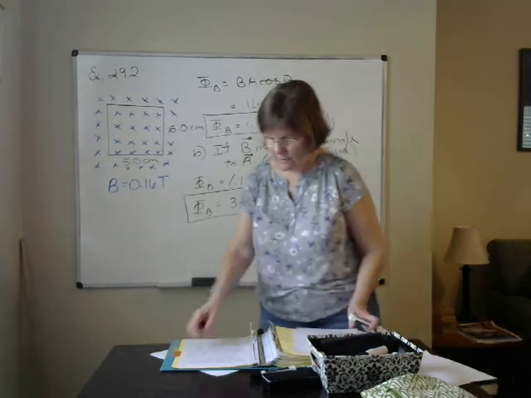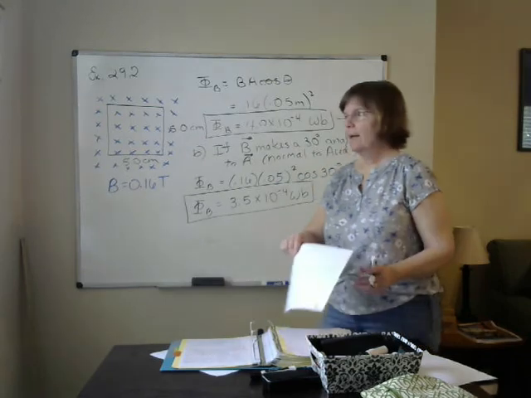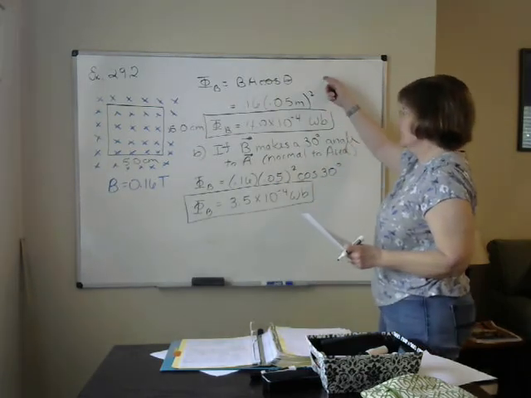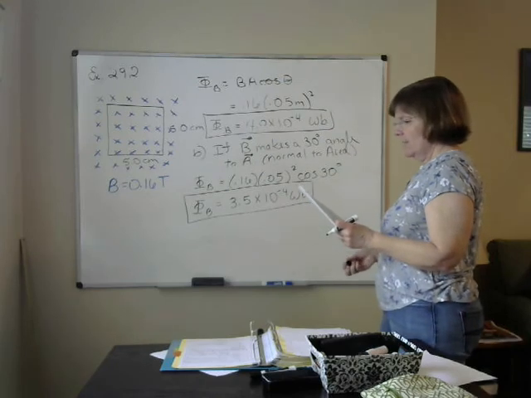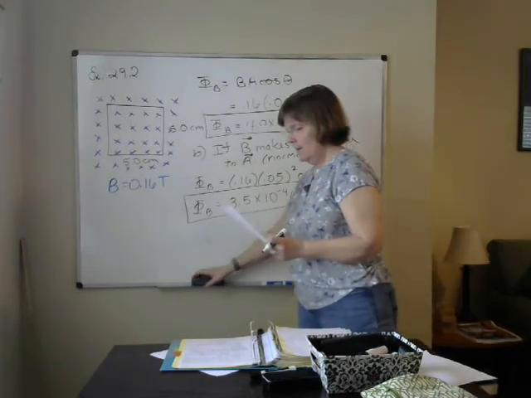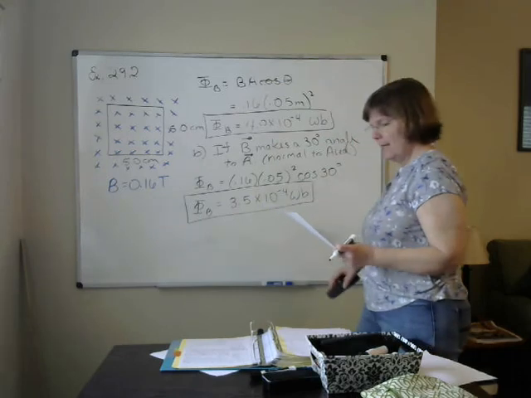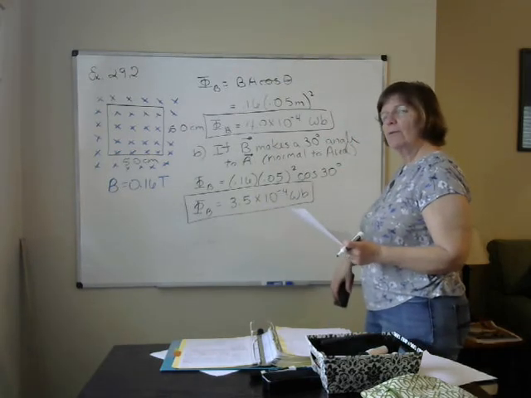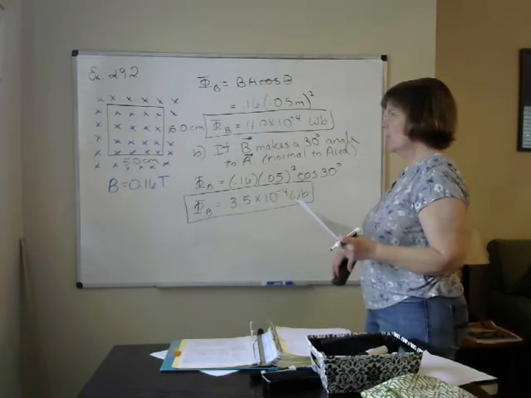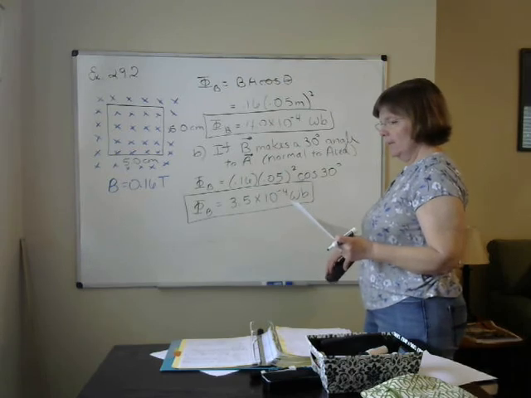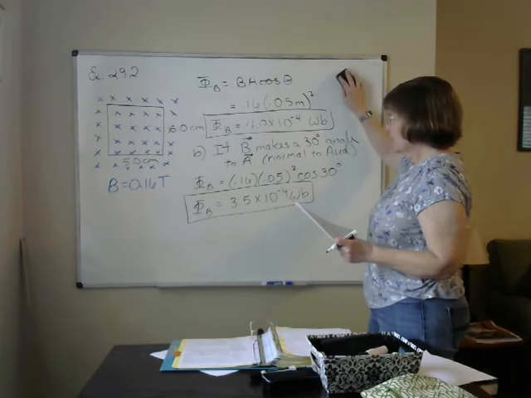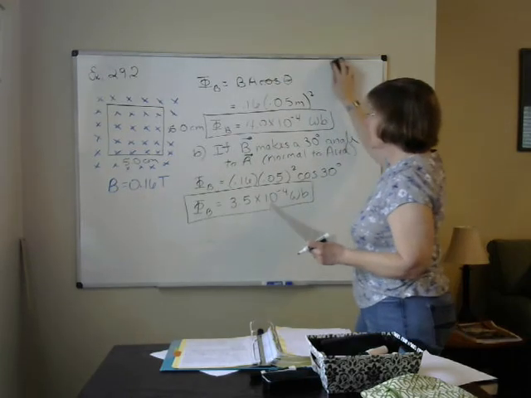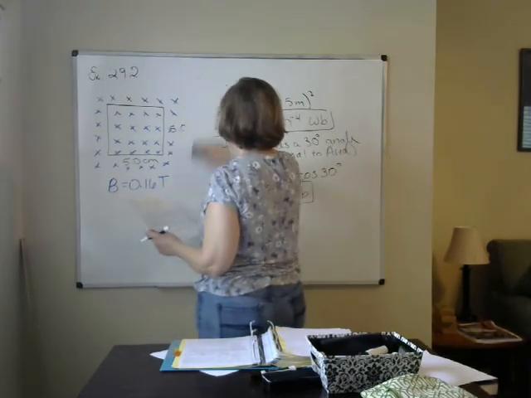Part C asks the question, okay, if this rotation from basically 0 degrees to 30 degrees took 0.14 seconds, and we know the resistance in that loop of wire, we know the induced EMF, can we figure out the current? So, hopefully you've got this, because I have to erase now.